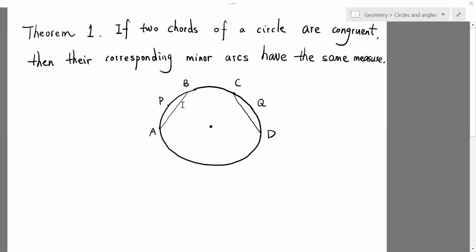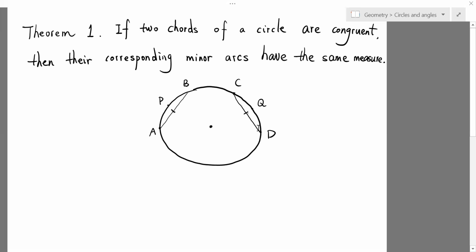Now in particular, in this figure down there, we are assuming that the chord AB and the chord CD are congruent to each other. And what we want to show is that those two minor arcs, APB and DQC or CQD, are of the same measure.